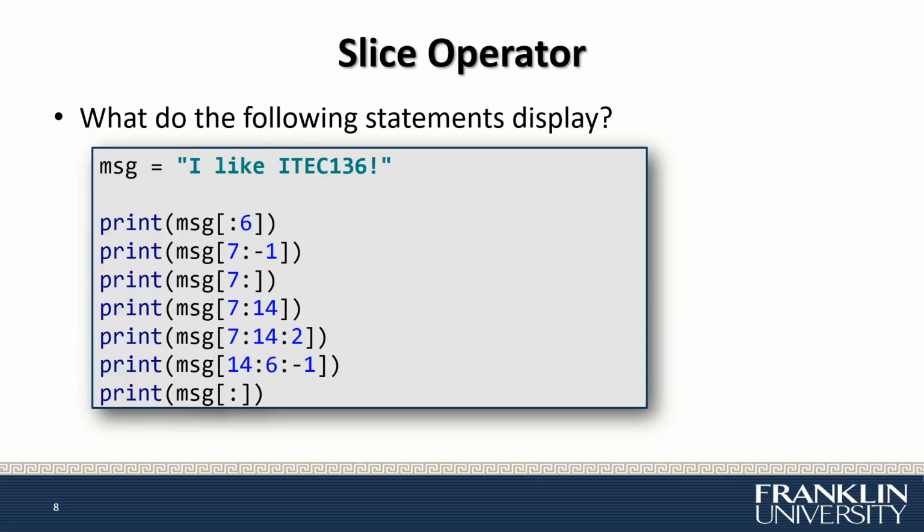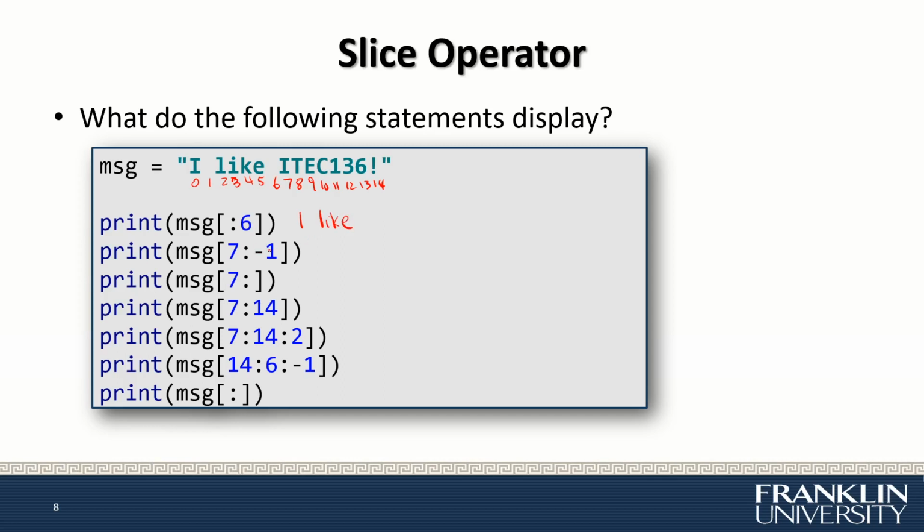What do the following statements display? When you look at this type of problem, it will be easier if we write down the index at the beginning: 0, 1, 2, 3, 4, 5, 6, 7, 8, 9, 10, 11, 12, 13, 14. So message[:6] means from the start, 0, to 6, but not including 6. This will give you "I like".